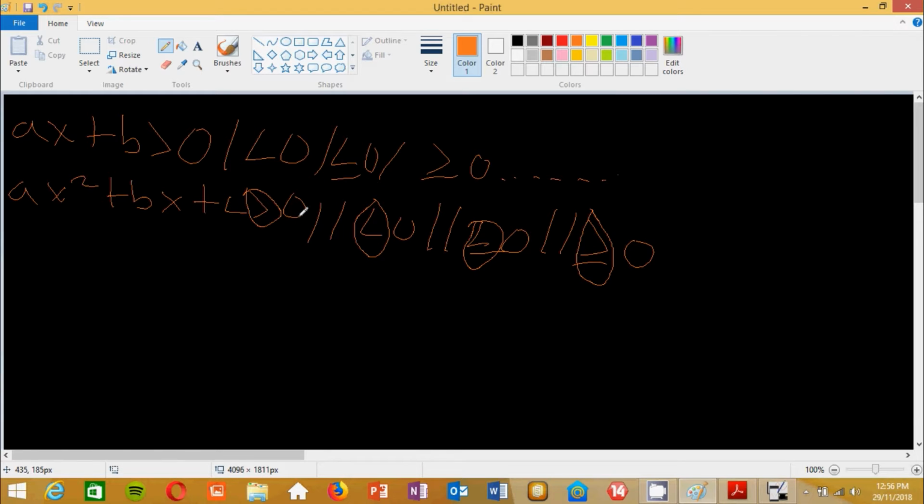But the important thing is you always have to have a 0 at the end. You have a quadratic expression here, ax squared plus bx plus c, and then you have any inequality sign, and then you have a 0 at the end. It's important to have a 0 at the end.